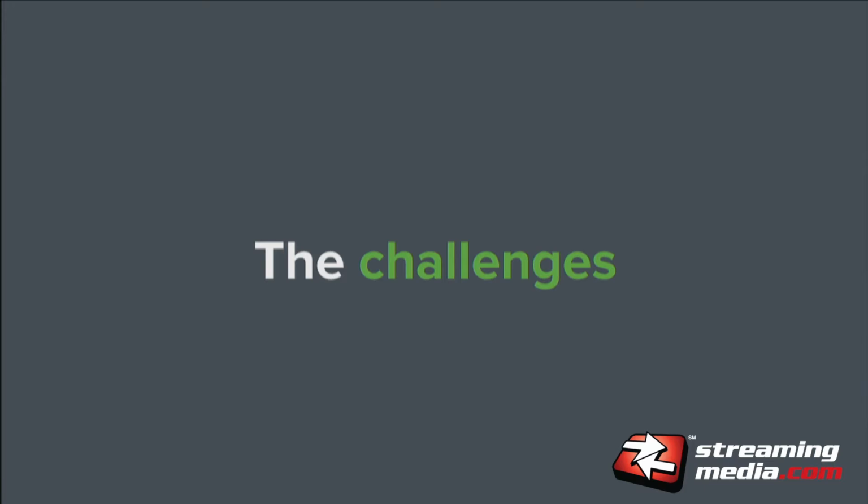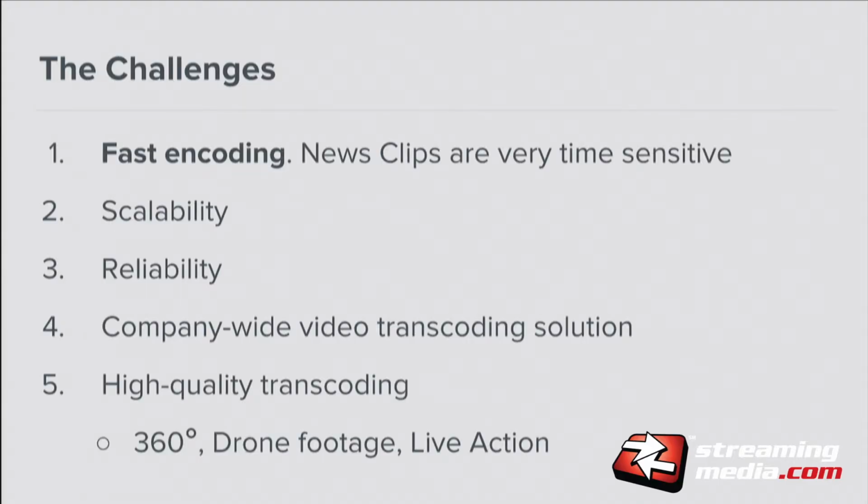We had all of this for quite a while. It's time to change, and we need to establish what the major goals and challenges are for the new system. And we came up with 5 rules, 5 things. The first one is we need to encode video way faster than what we are doing. News clips are very time sensitive, and every time we spend 1 extra minute in a queue or waiting for a video to be transcoded, it can hurt our business.